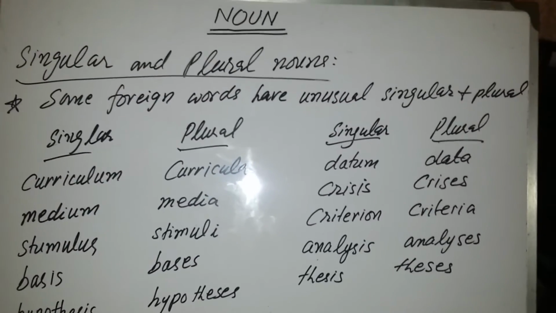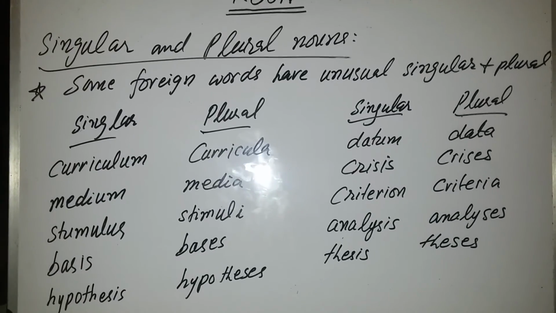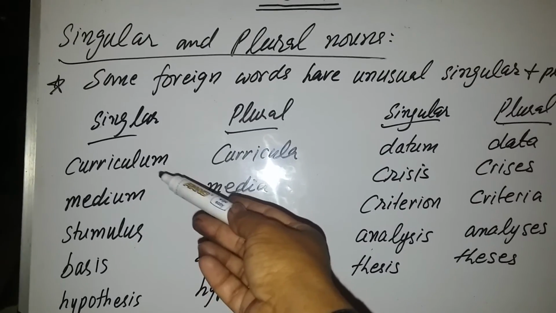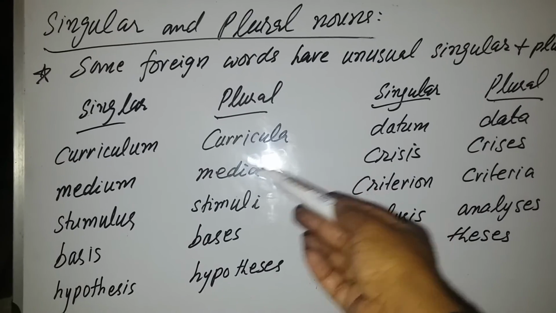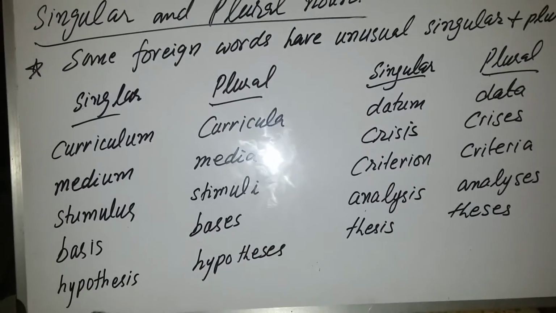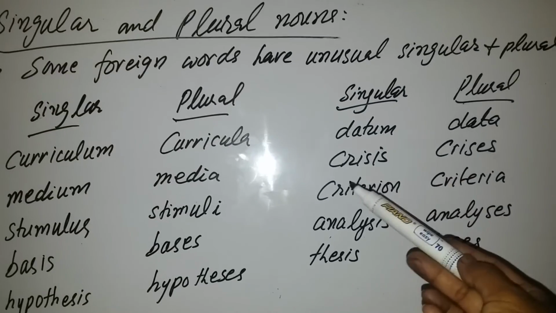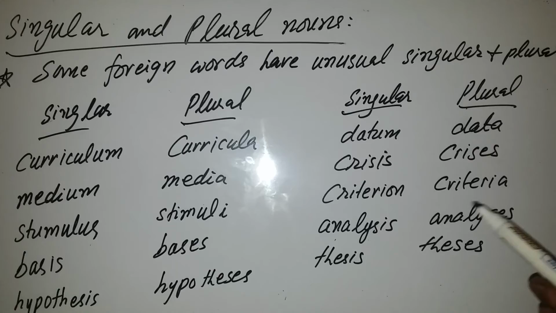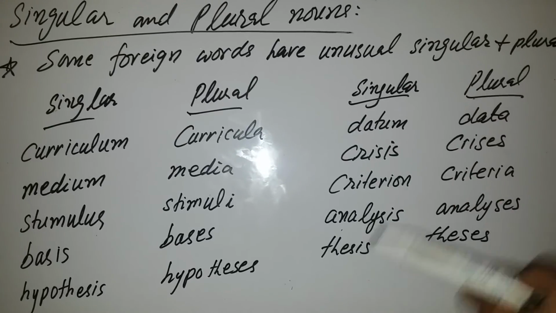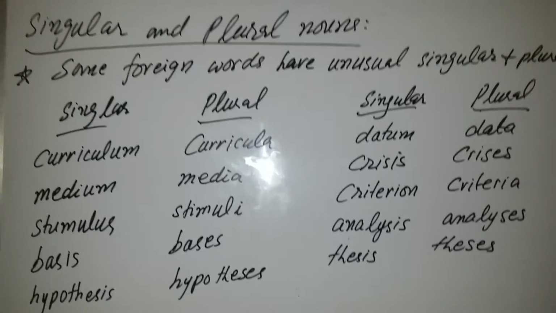Now, some foreign words have unusual singular and plural forms. They don't follow the rules which I have told you earlier. For example, curriculum is singular, and the plural of curriculum is curricula. Medium, media; stimulus, stimuli; basis, bases; hypothesis, hypotheses; datum, data; crisis, crises; criterion, criteria; analysis, analyses; thesis, theses. These are the singular and these are the plural. You will find different changes in the singular and plural forms.